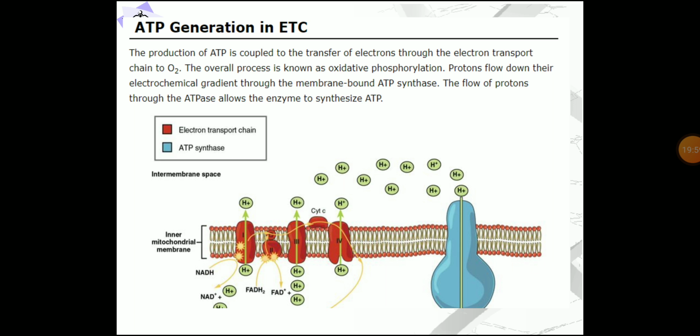Okay, that much is regarding the electron transport chain, that is, the components.